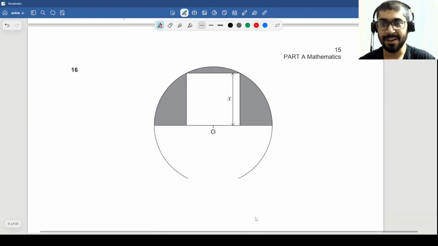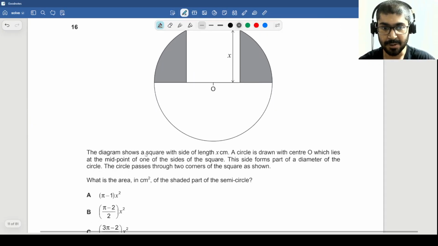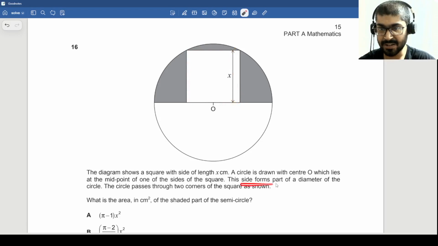Moving on. Okay, this question spans an entire page, but it is quite easy. So the diagram shows a square with side x. Alright, so this is a square. Alright, the circle is drawn. Fine. The side forms a part of the diameter. Alright, so this is the diameter and this side forms a part of it. The circle passes through 2 corners.